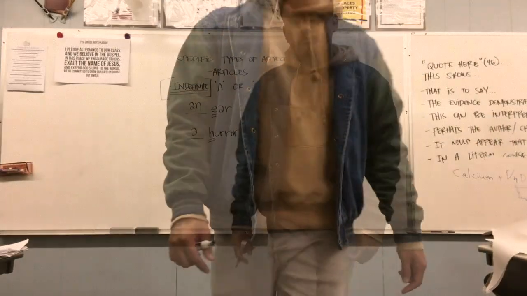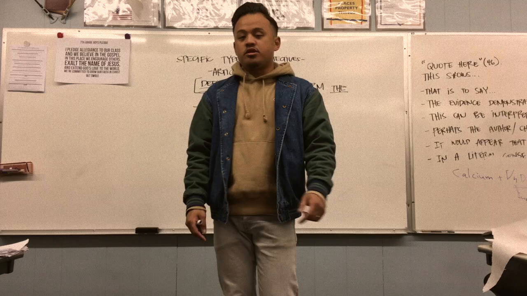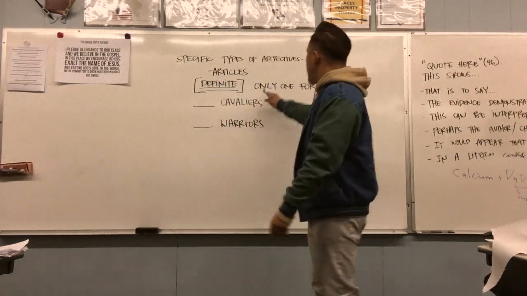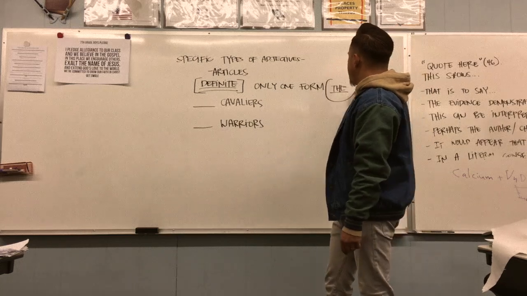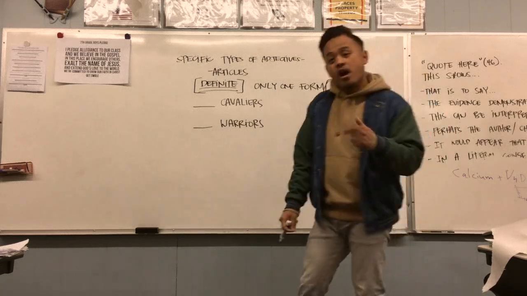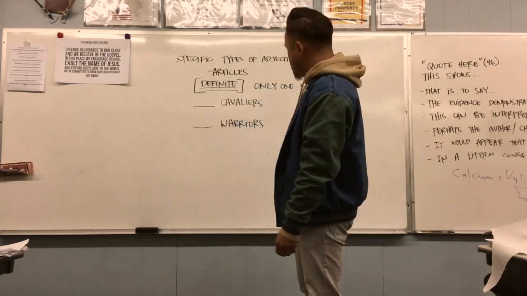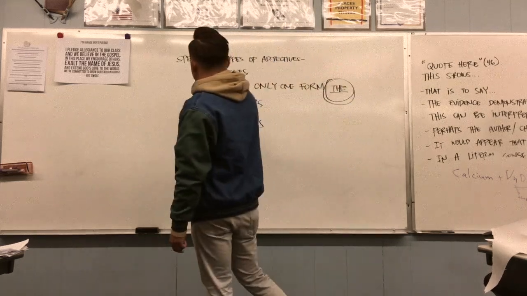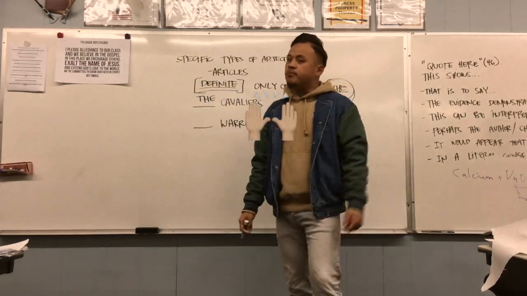Good. Alright, so when it comes to definite articles, there's only one form. Only one form of a definite article, and that's the. The is the only form of definite article. So, the Cavaliers are the best team in the NBA.